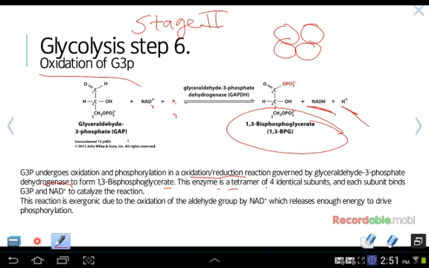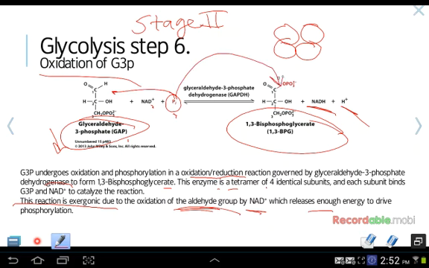So we can see how we can quickly consume GAP, keeping those concentrations low in order to produce 1,3-bisphosphoglycerate. This reaction is exergonic due to the oxidation of the aldehyde group by NAD+. That releases just enough energy to drive the phosphorylation at the C1 of glyceraldehyde 3-phosphate, as we see here.